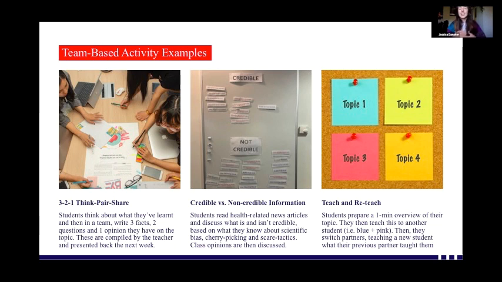Again, an activity that can be run in an online system, and instead you use breakout groups, and then students will put in a poll what they vote as being credible or not credible.